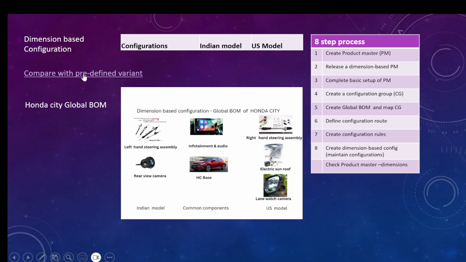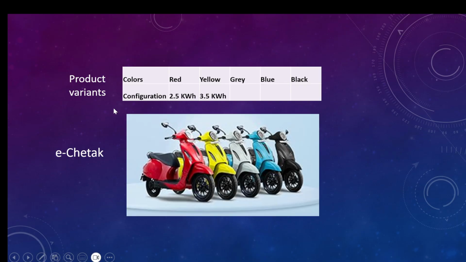Now, as I told you, I had created a predefined variant configuration technology in my earlier session, giving a scooter as an example. So this is what I did in my earlier session. Please feel free to go to my session 20 to understand how to create a predefined variant-based configuration technology product masters. In that, I created these 2 configurations, color and configuration. And I created 5 colors, and then I assigned the battery capacity for this product. And then I created product variants.